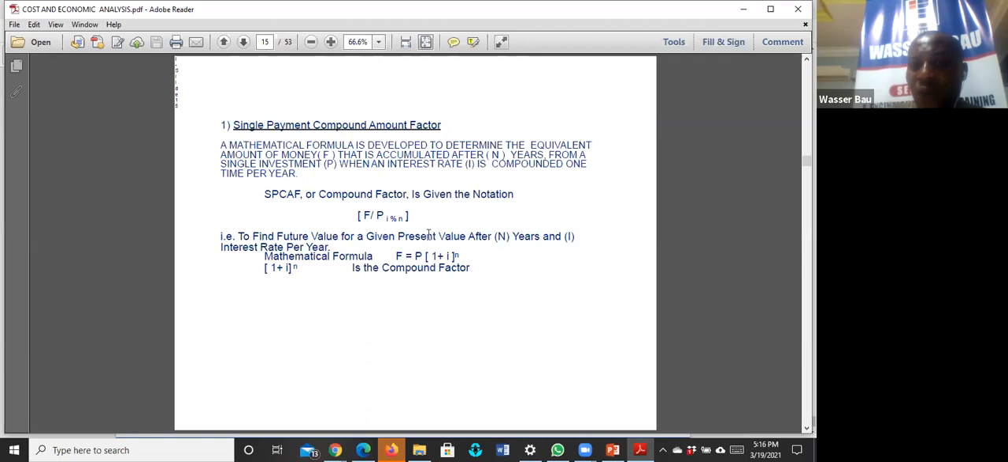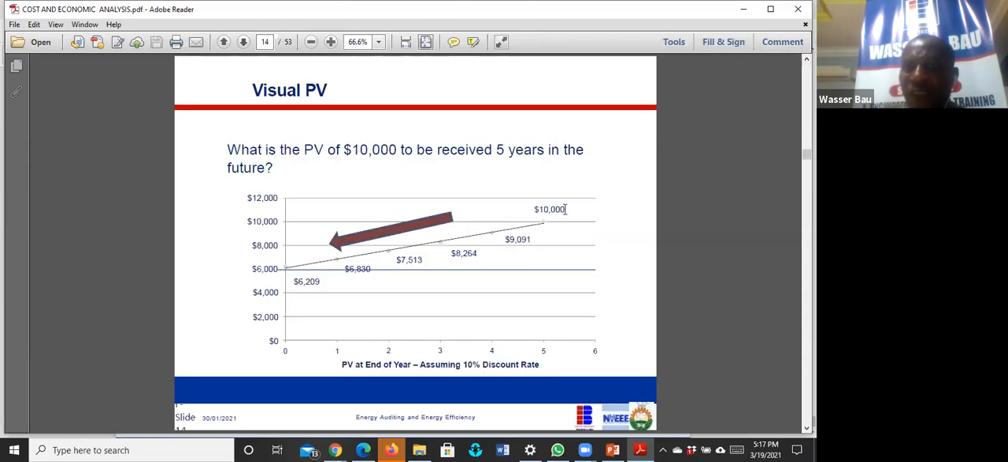So that single payment compound factor is presented this way. And what this means is that you are given the interest, you are given the number of years, and you are asked to find F given P. So that is what it means. You say to find the future value of a given present value after N years at an interest rate of I. And this is the formula. If I'm to find F, I will multiply the present value by a certain factor. Just like in this example here, if you give me 10,000, there's a factor that I'll multiply with this 10,000, which is about 0.62, and it will give me the answer.